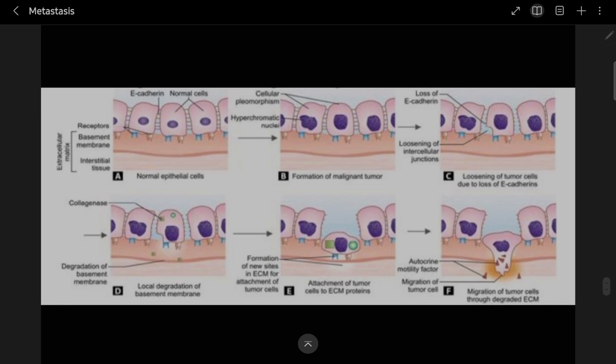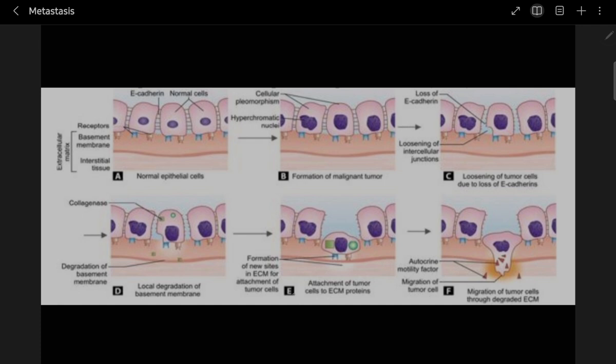Then in diagram D, there is some collagenase, and we talked about the MMPs and uPA, which all start being released from these cells, and also from the fibroblasts and the stroma we talked about. They all start releasing these enzymes and degrade the basement membrane. So local degradation of the basement membrane takes place here.